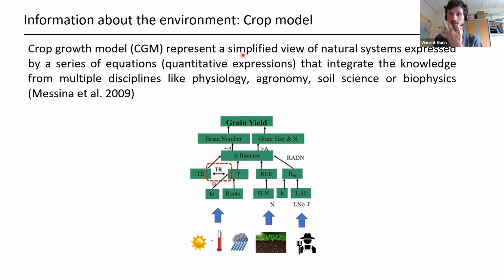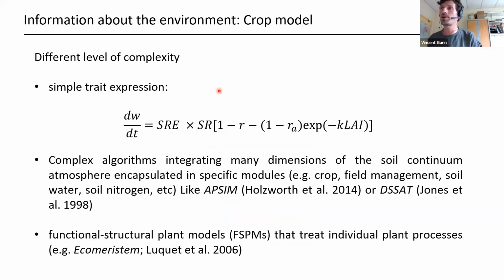Now, let me introduce a bit more in depth the concept of crop model. The idea of a crop model is that it's a kind of simplified representation of a natural system, for example, a field, using a set of equations, like quantitative expressions, that express different types of phenomena. Those equations reflect what we know about the system with respect to different aspects, like soil property, weather influence on crop, and different physiological mechanisms that happen in the crop. And this is a general definition.